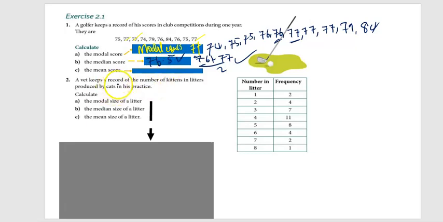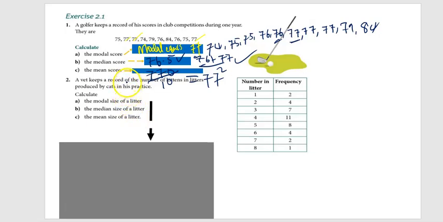The mean score, we know the mean is simply the total value divided by the number. So we add up 74 plus 75 plus 77 plus 77 plus 74. When you add that up, you should be able to get 770, and the total number is 10. 1, 2, 3, 4, 5, 6, 7, 8, 9, 10. Divide this by 10. So if you divide that, you get 77. So the mean score is 77.